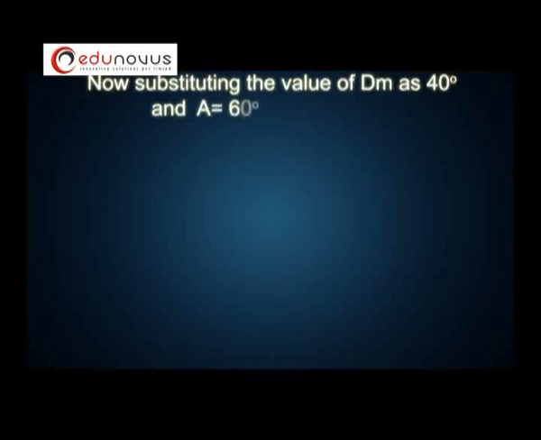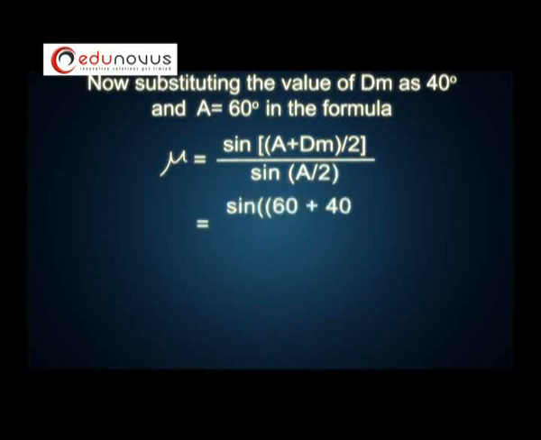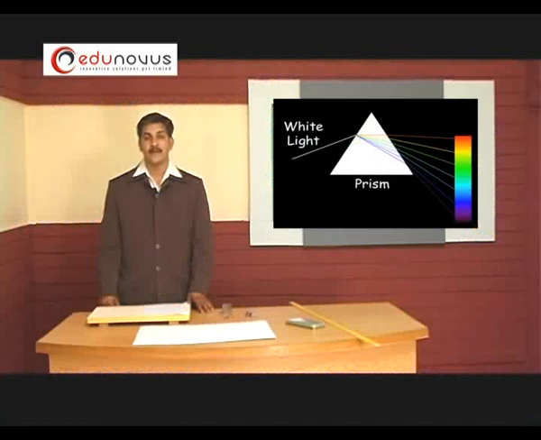Now substituting the value of Dm 40 degrees and capital A 60 degrees in the formula mu equal to sin (A plus Dm) by 2 by sin A by 2. Mu is equal to sin (60 plus 40) by 2 by sin 60 by 2. That is sin 50 by sin 30. Then mu is equal to 2 sin 50 degrees. Therefore, mu equal to 1.532. Therefore, the refractive index of the material of the prism is 1.532.